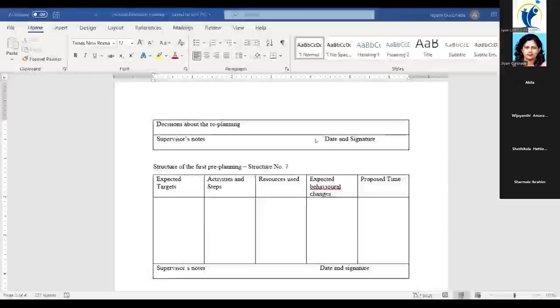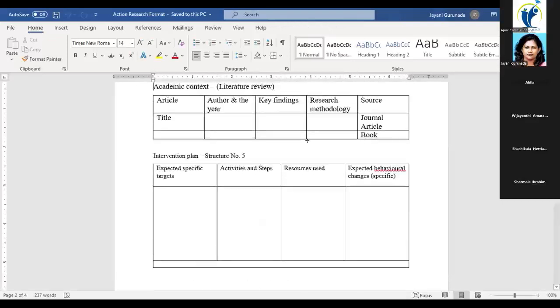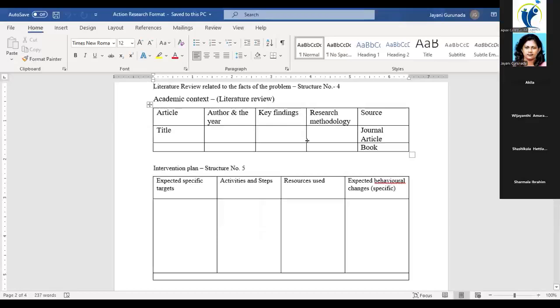Okay, right. So it will be helpful for you to write your literature review when you prepare this kind of table, because it is one important chapter in your action research, right? So we'll go to this activity. Right now you are going to make an intervention plan.